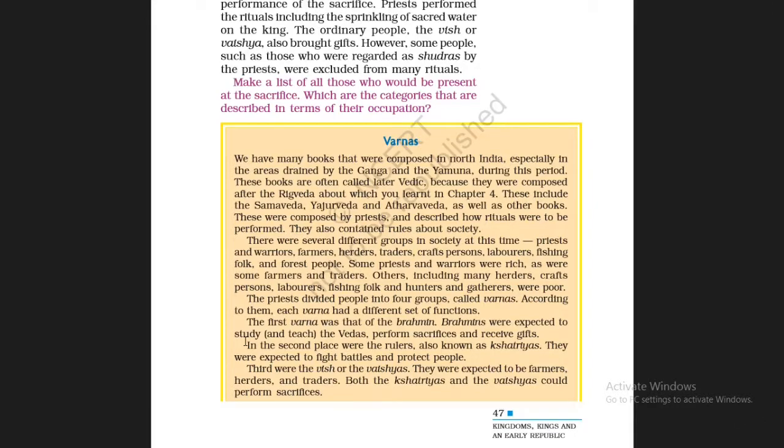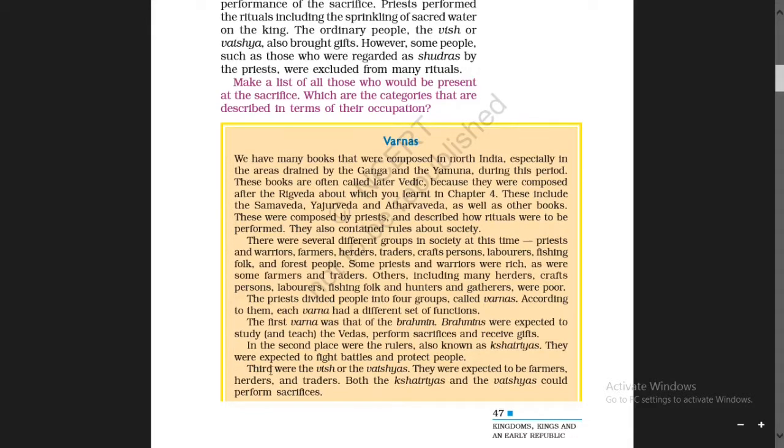Then come to the second Varna. In the second place were the rulers, also known as Kshatriyas. So rulers who rule the country are also known as Kshatriyas. They were expected to fight battles and protect people. Their function is to fight in the battles and to protect people.